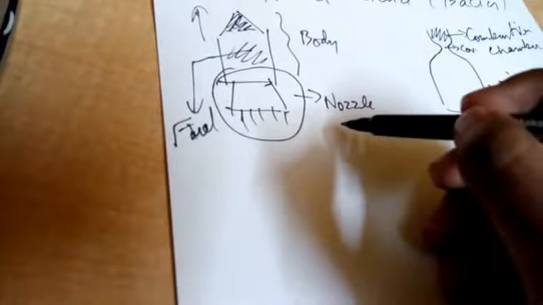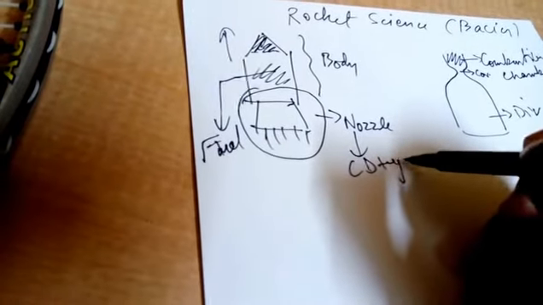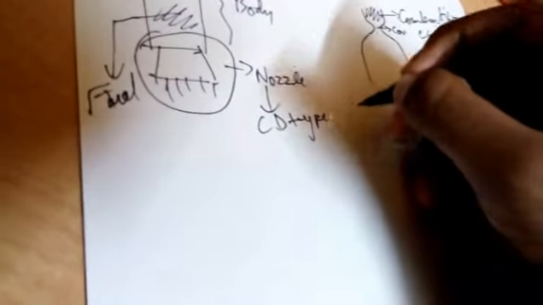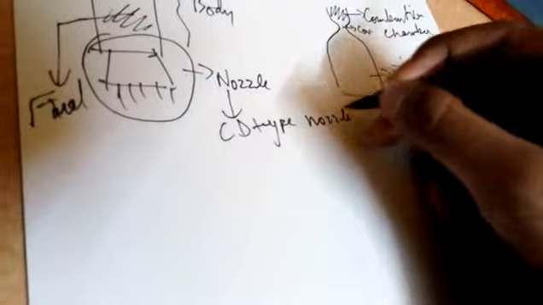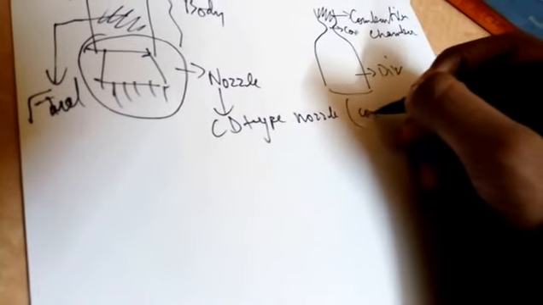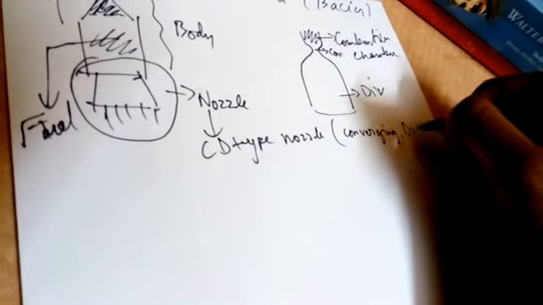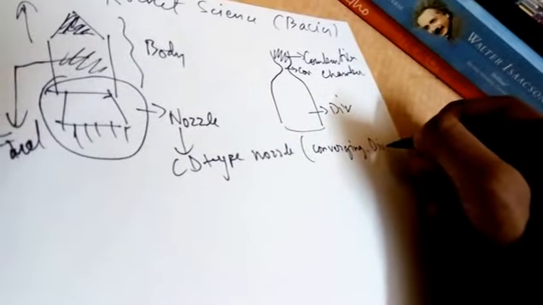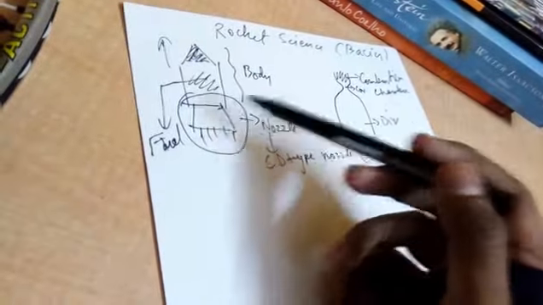This nozzle is a CD type. This is the type of nozzle that we use in rockets, the CD type nozzle, and CD stands for converging-diverging. This is the basic knowledge that you should have about nozzles. A converging-diverging kind of nozzle. Okay, so this is about the nozzle of the rocket.